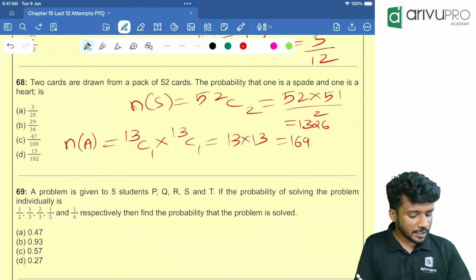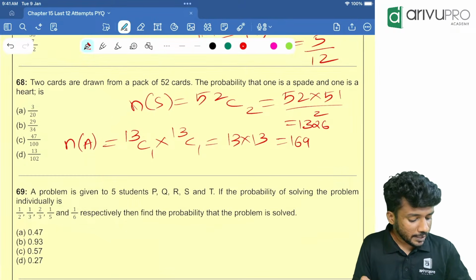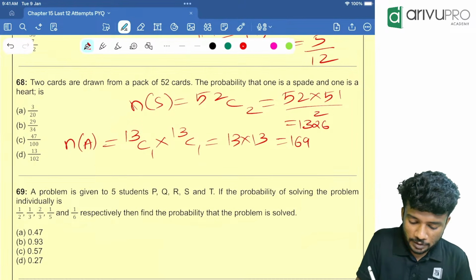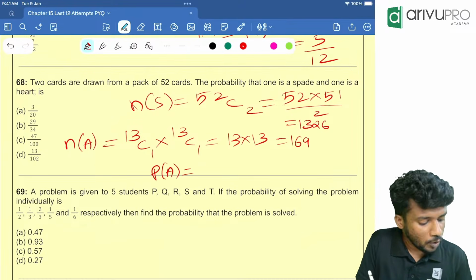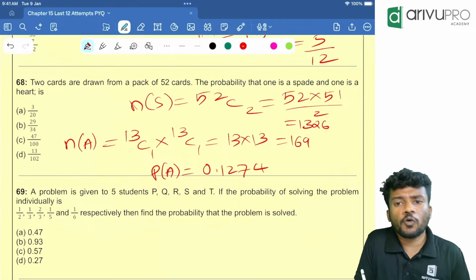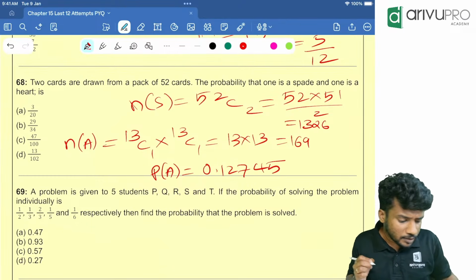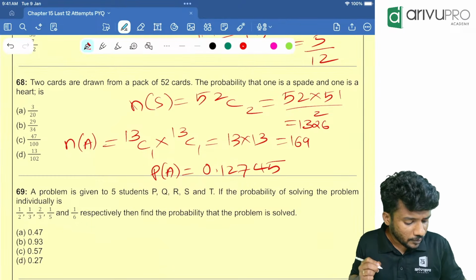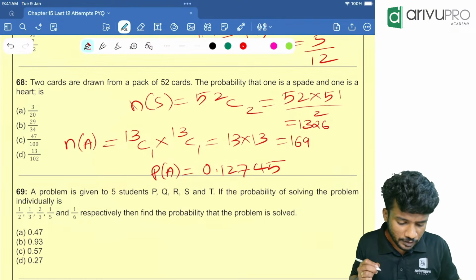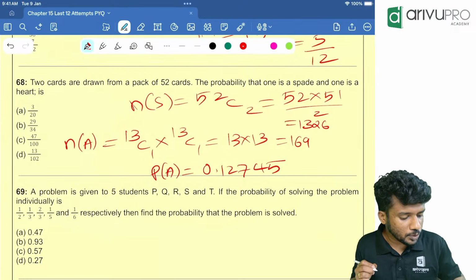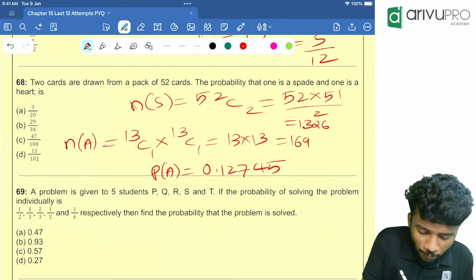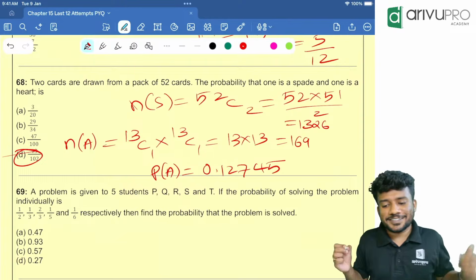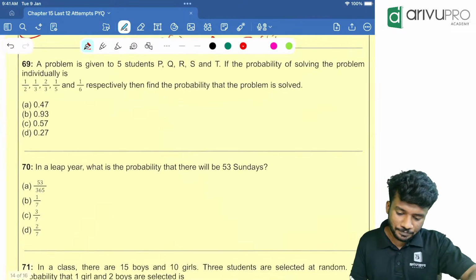So 169 divided by 1326 is how much? P of A is equal to 0.12745. Correct? Then looking at the options, 3 divided by 20 is how much? 0.15, then 29, then 47. 13 divided by 102, which is 0.127. So option D is your answer. Good, good, good. Next one.